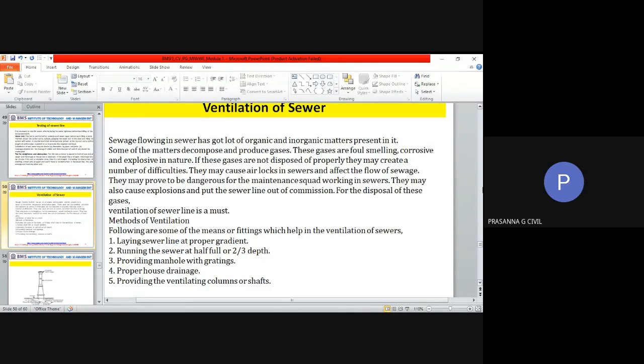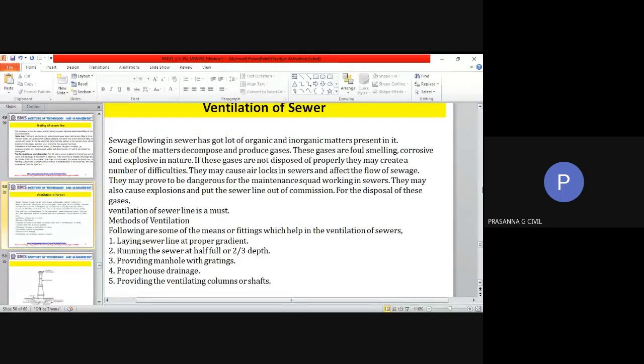Running the sewer at half full to 2/3 depth. See, sewer lines are never designed to run 100% full because that can cause a lot of problems. And you need some space where the accumulated gas can be collected. So if you are designing, this comes in the design factor itself.